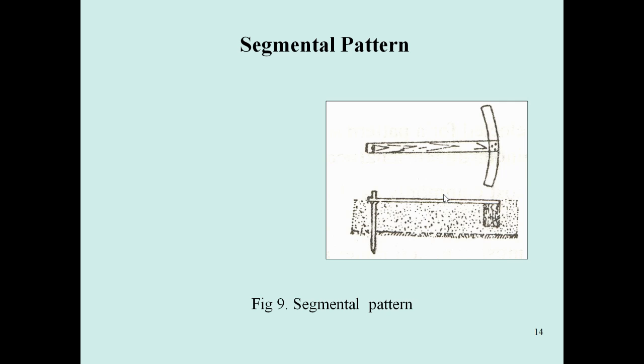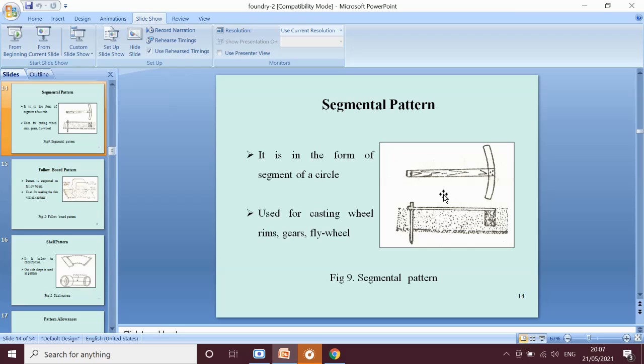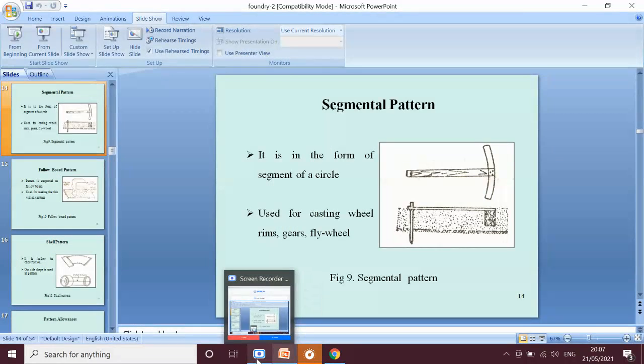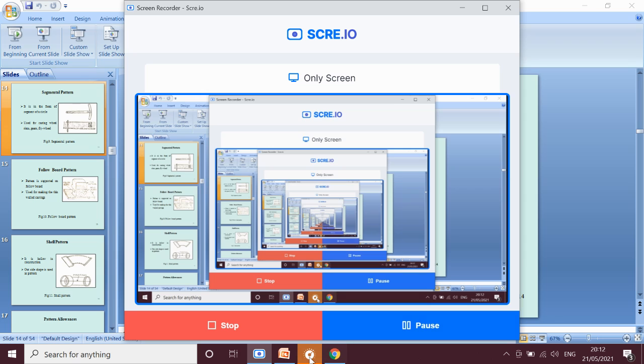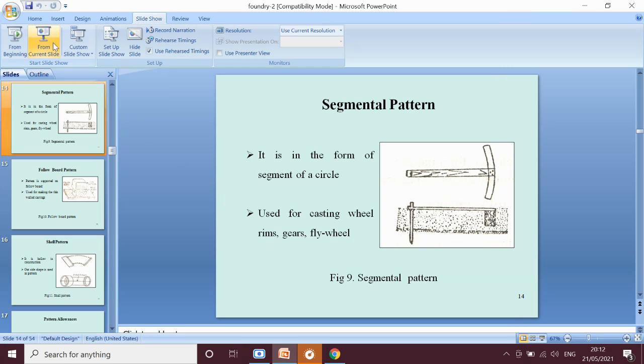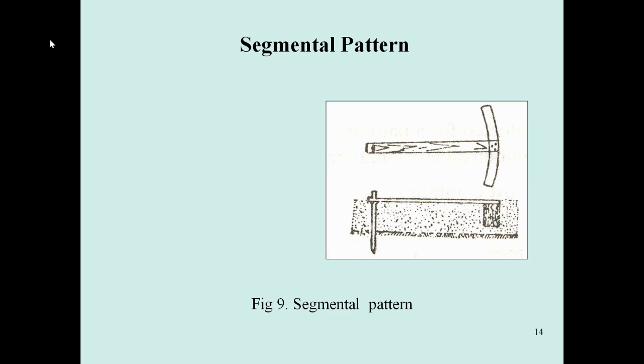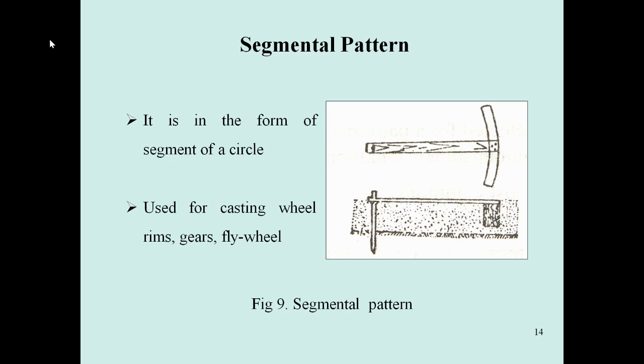Next one will be a segmental pattern. If you observe the figure here, you will know. In this figure, you can see the segmental pattern. It is in the form of a segment of a circle. This is used for casting wheel rims, gears, flywheels, etc.